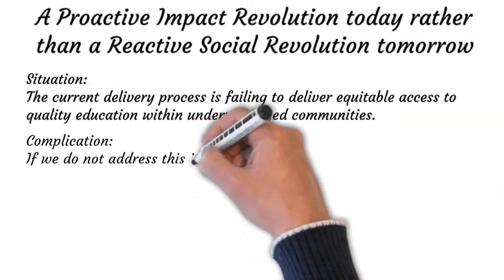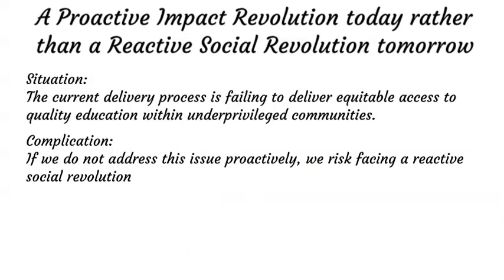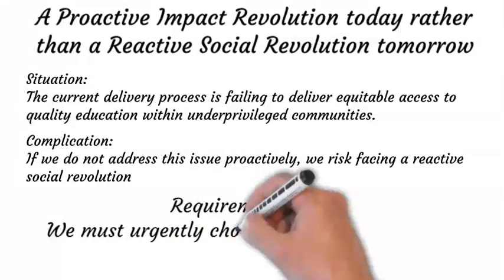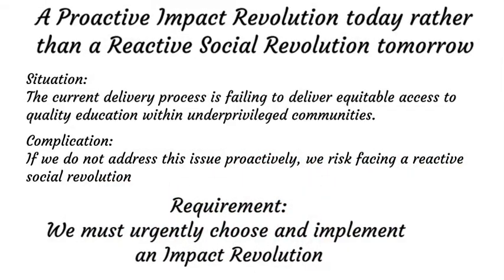Complication. If we do not address this issue proactively, we are facing a reactive social revolution in the future, as unmet educational needs lead to broader social unrest and instability. Requirement. We need an impact revolution within ECD because we choose a proactive approach today over a reactive response tomorrow. By innovating and transforming the ECD delivery model, we can create a sustainable and equitable system for all children.